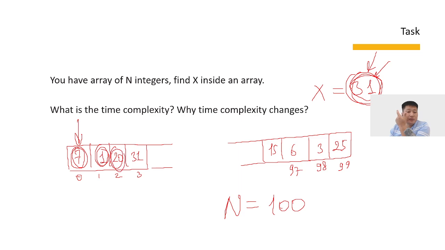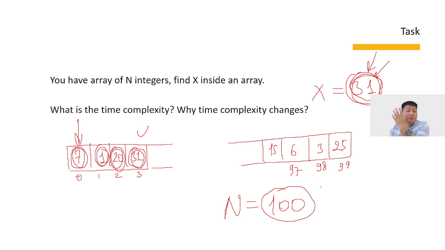We take the next number. Is 20 equal to 31? No. We did 3 comparisons. So we did 3 operations. Is 31 equal to 31? Yeah. We compared again. How many? 4 operations. So we finished this task using only 4 operations when we had 100 elements.